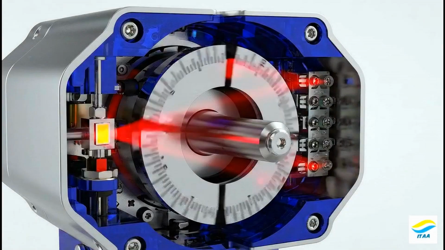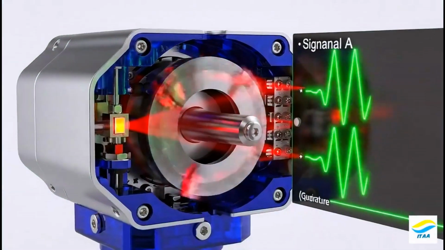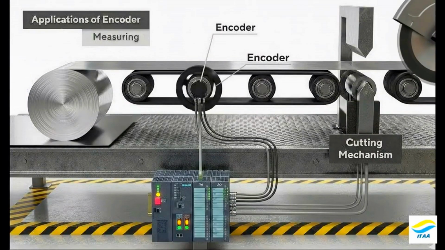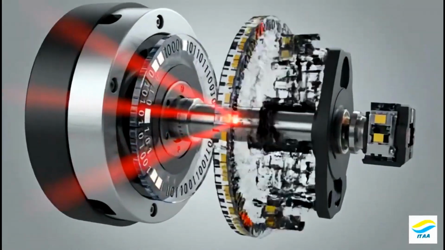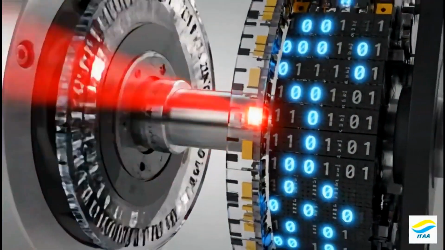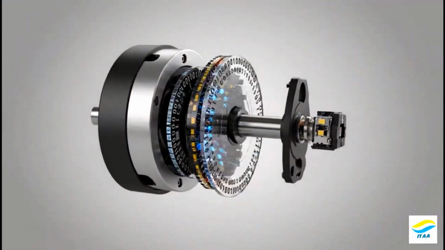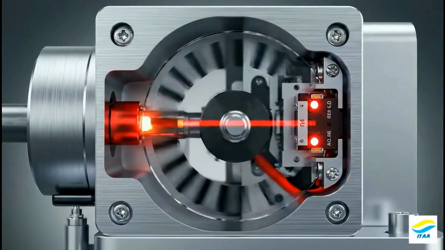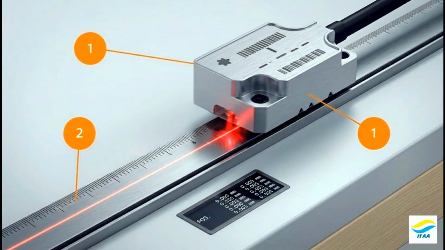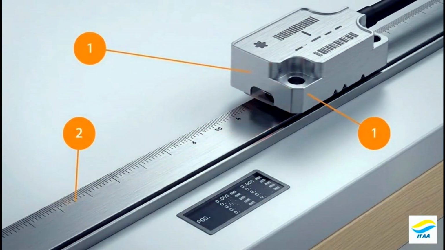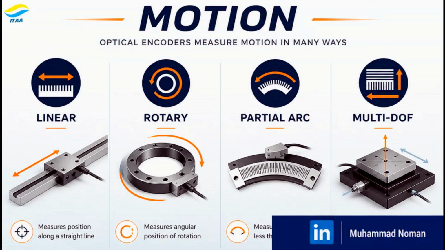So the encoder sends signals to the controller, and those signals are converted into useful information that a program can understand and use. There are different types of encoder technologies: magnetic, mechanical, resistive, but the most important is optical because it's very accurate.